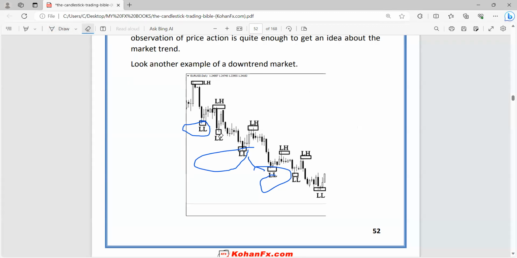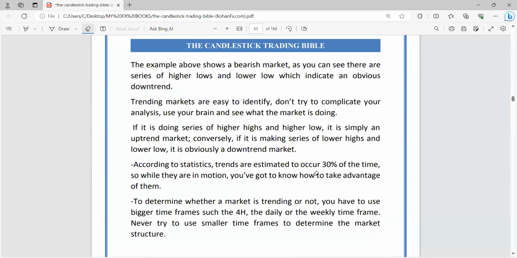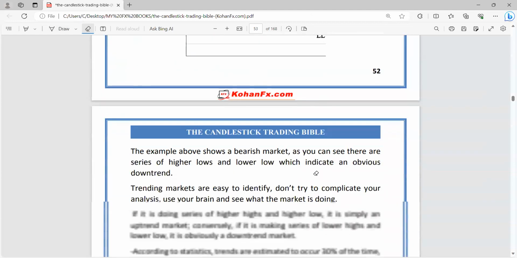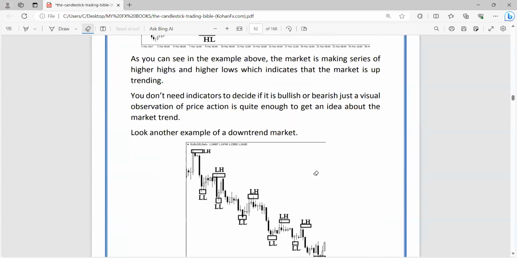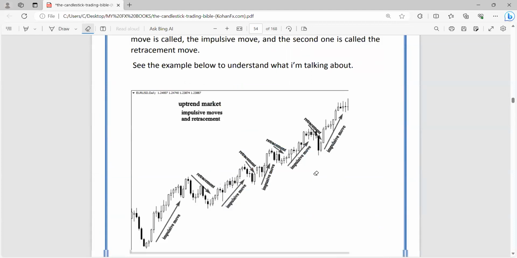So if we are clear on that, we'll look at the significance of these when it comes to support and resistance. So basically, that's what makes up a downtrend.